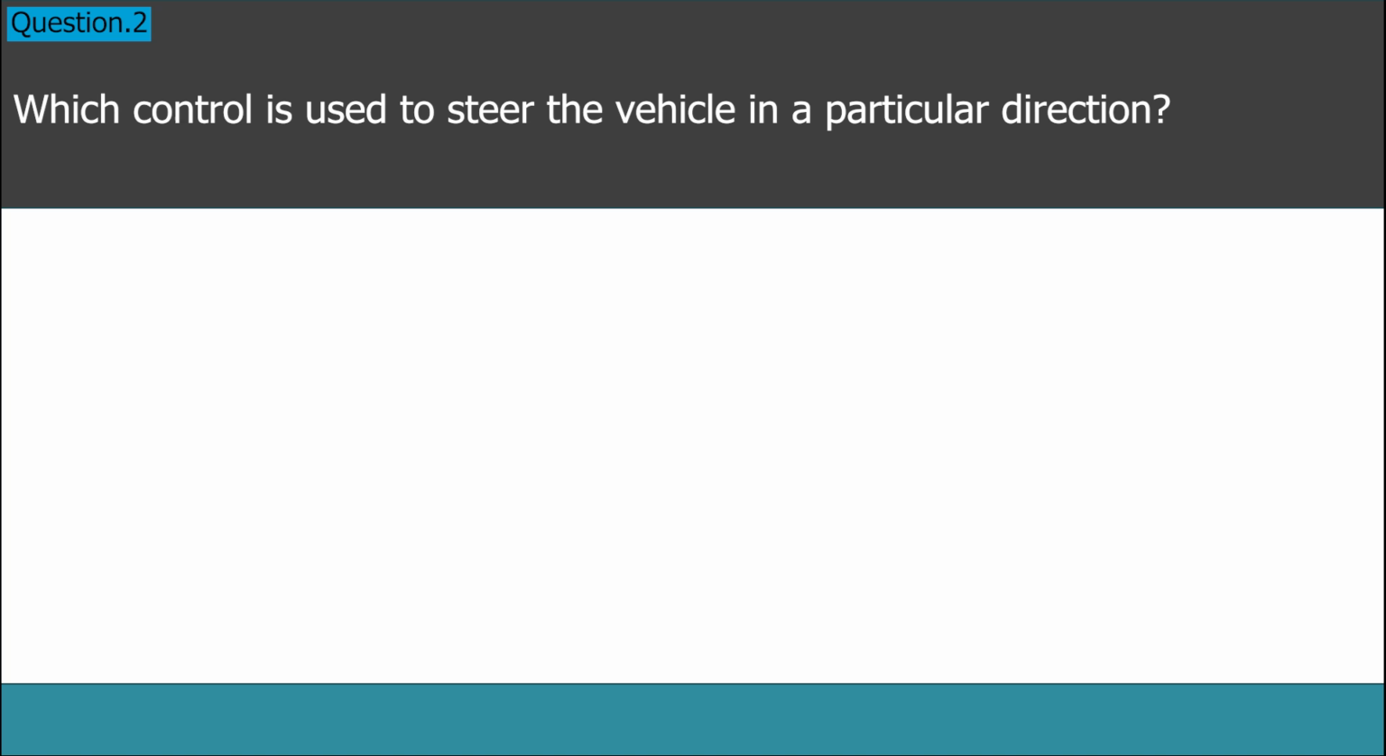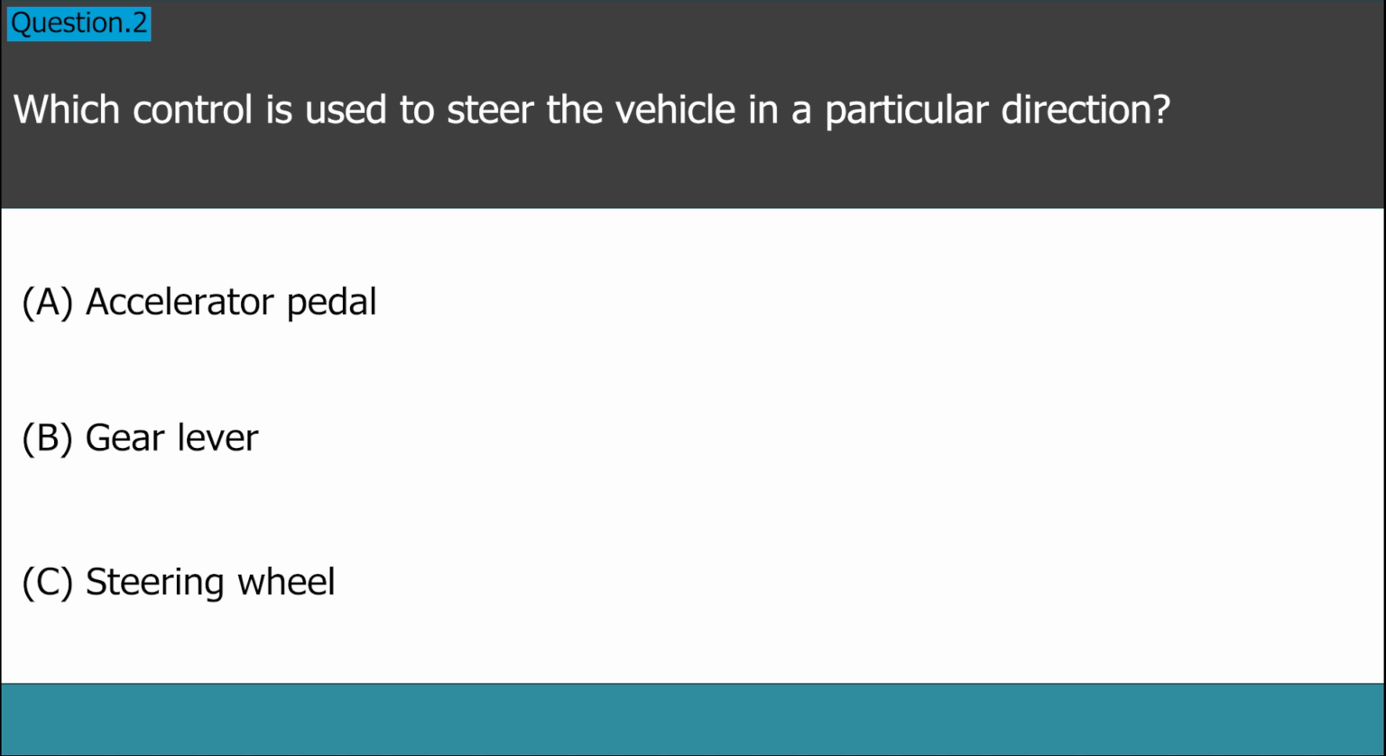Which control is used to steer the vehicle in a particular direction? A. Accelerator pedal. B. Gear lever. C. Steering wheel. Answer: C. Steering wheel. The steering wheel allows the driver to control the direction of the vehicle.